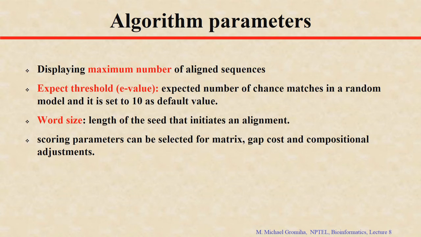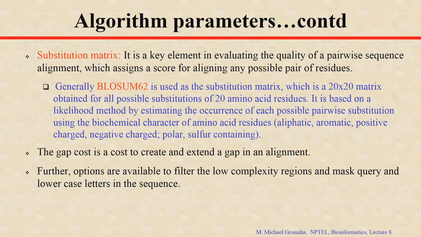Before showing the data, I will tell you the parameters which BLAST will provide. It will give you the maximum number of aligned sequences, and also the expected threshold value, that is, the expected number of matches that can occur by chance randomly, and we set 10 as the default value. Then the word size we did, and the scoring parameters we finalized as BLOSUM 62. Then the substitution matrix we discussed: we have two different matrices, PAM and BLOSUM. Depending upon the alignment score we require, we can select any of these matrices.